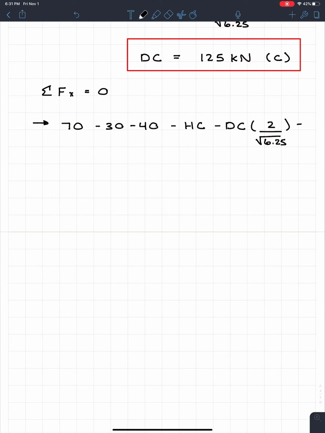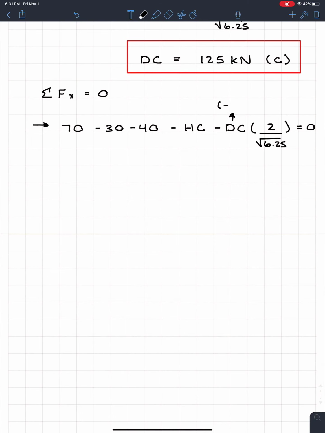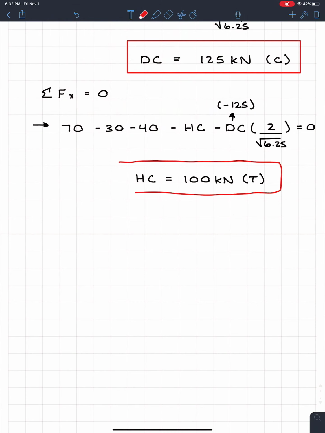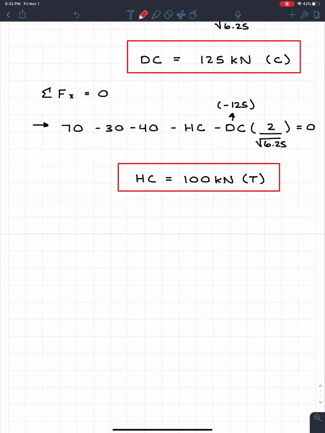And we know that all this is equal to 0. So we know that DC right here, well, we know it's 125, but since it's negative, we have to include the negative 125. So now we know that our only unknown in here is going to be HC. We can solve, and what we get is HC is equal to 100 kilonewtons, and it's a positive answer, so our assumed direction of tension is actually correct. So I'm going to just put a box around this because it's good to go. And those are our three forces.